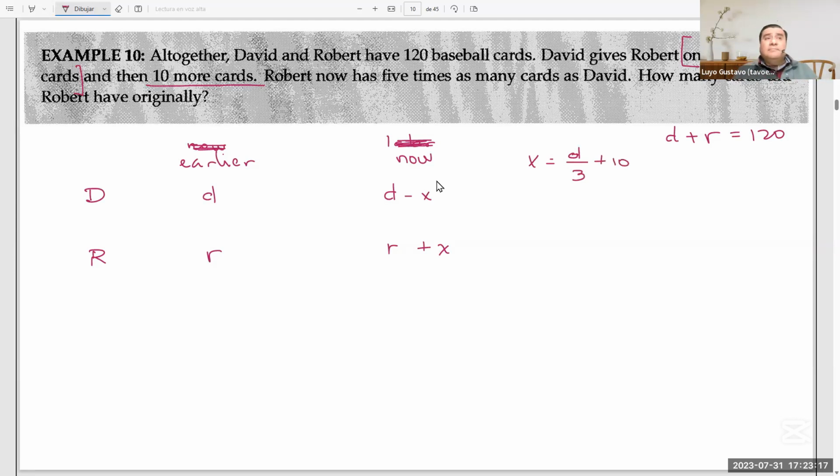So that is X. And this X, we have to take away from David and add to Robert. So how do we formulate this?